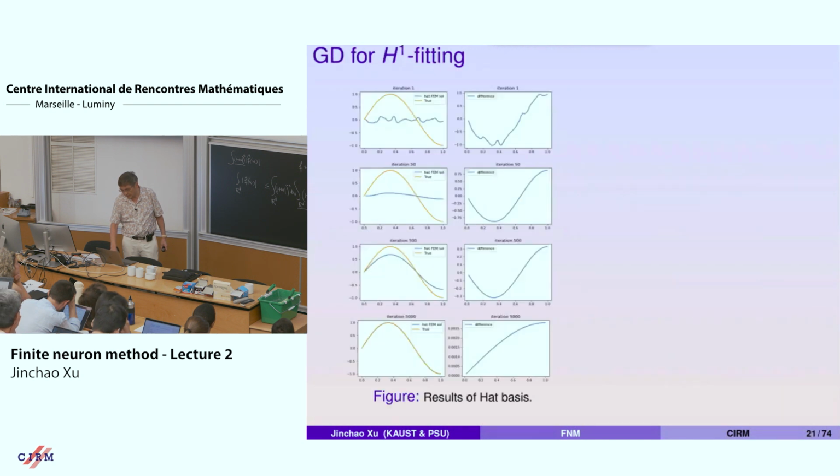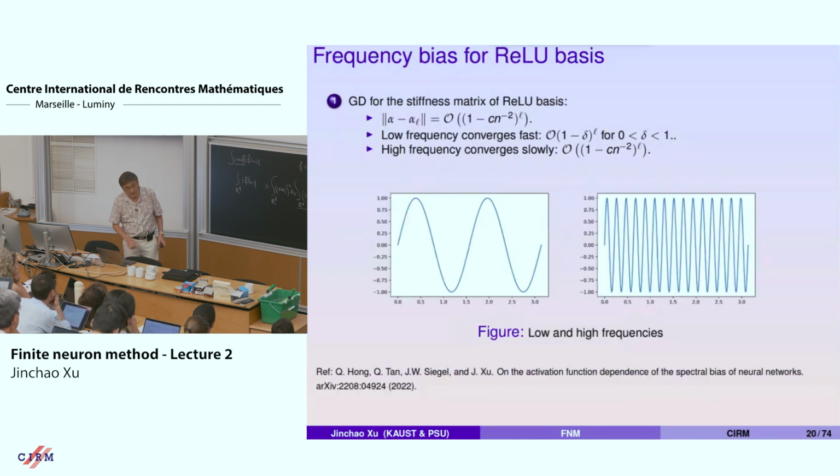Forget about the proof. That's what they say. Okay. For ReLU, you still have this thing. Low frequency converges very fast. The lowest frequency converges exponentially fast. High frequency is this bad. They're inverses of each other.